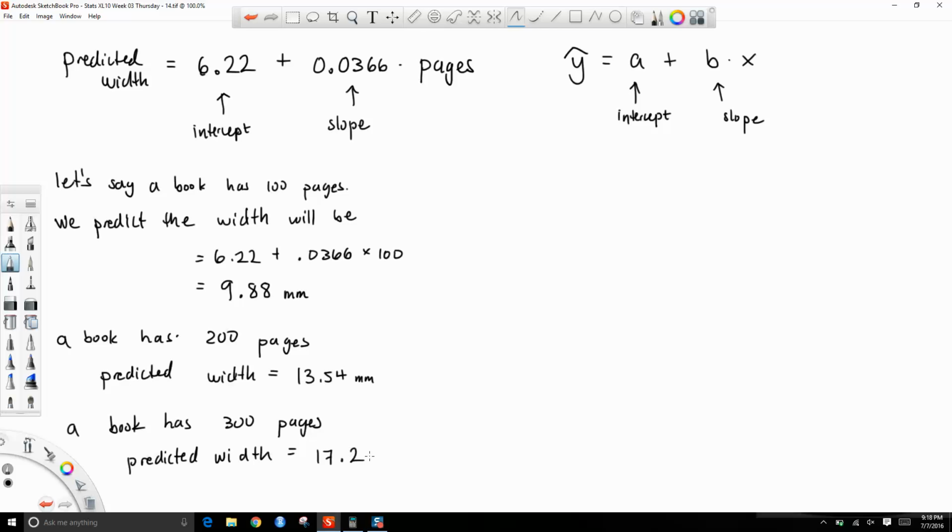Is that okay? All right. How much did our prediction change when we went from 9.88 to 13.54? How much did our prediction change when we added 100 pages?